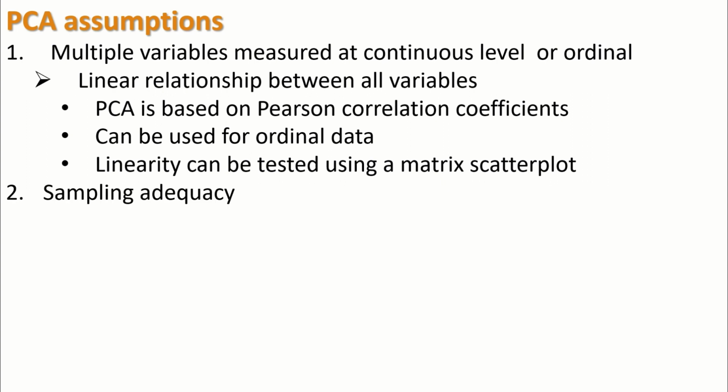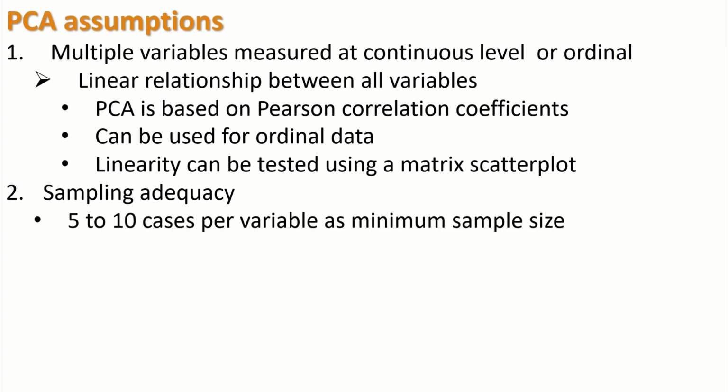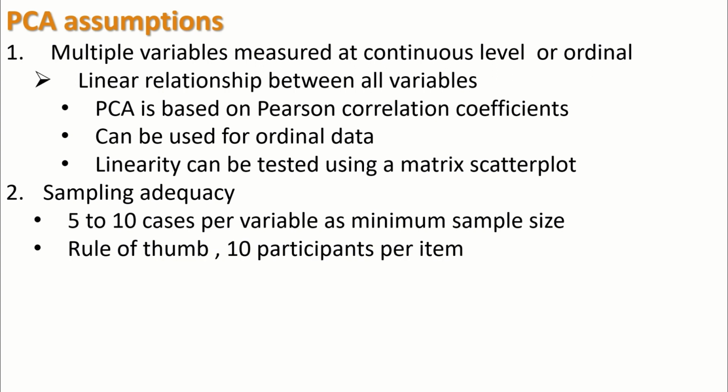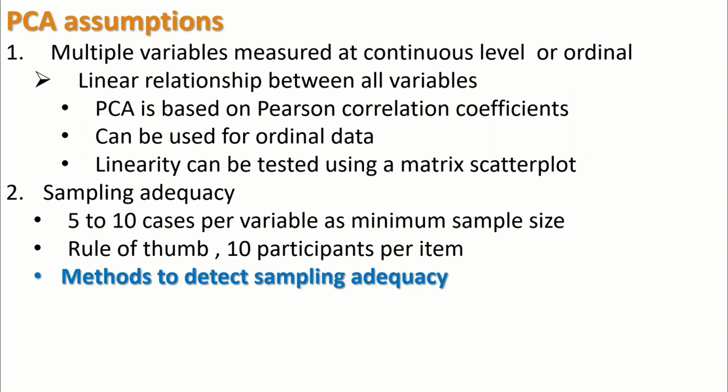The second assumption is sampling adequacy. There have to be enough participants. There have to be 5 to 10 participants per question or per item as a minimum sample size. Using a rule of thumb, 10 participants per question can be considered.